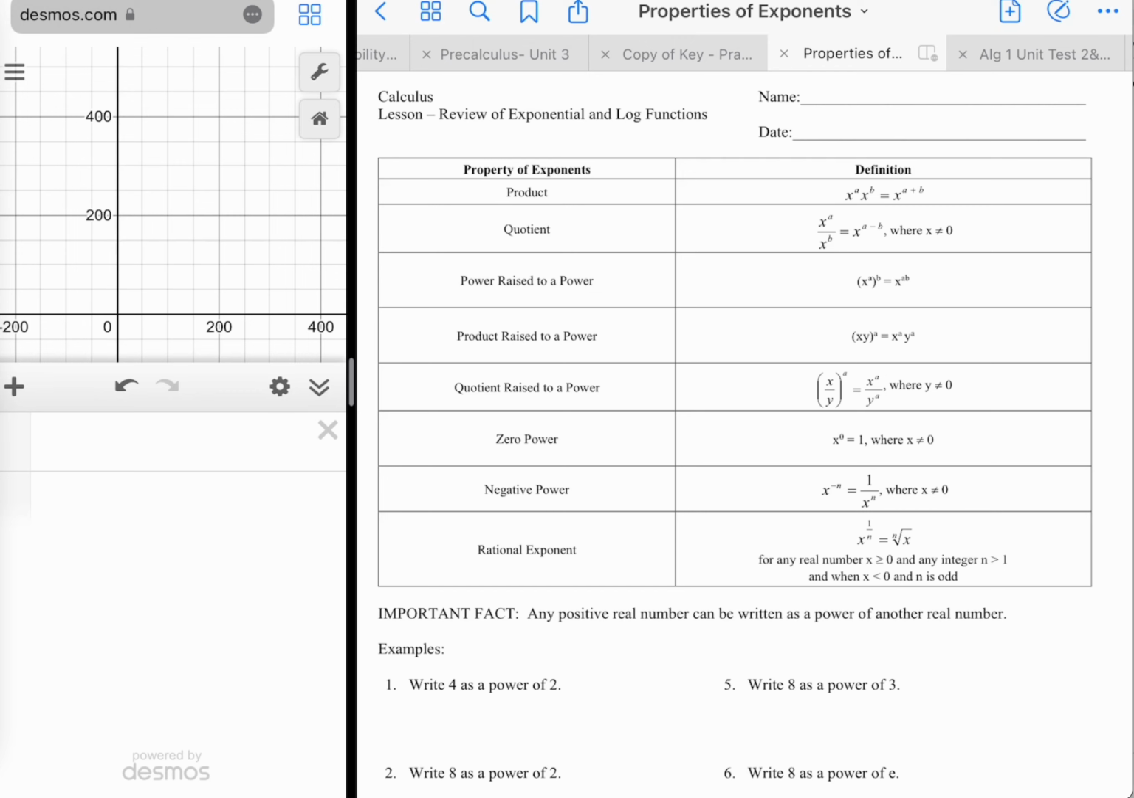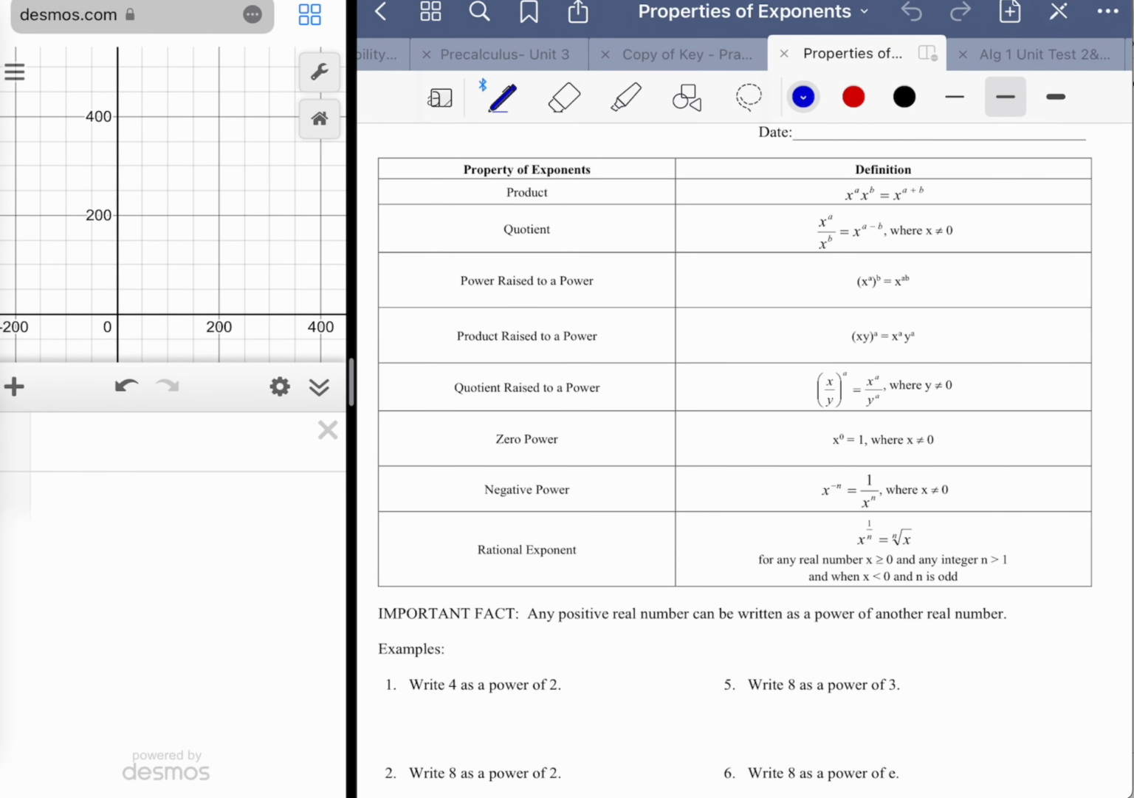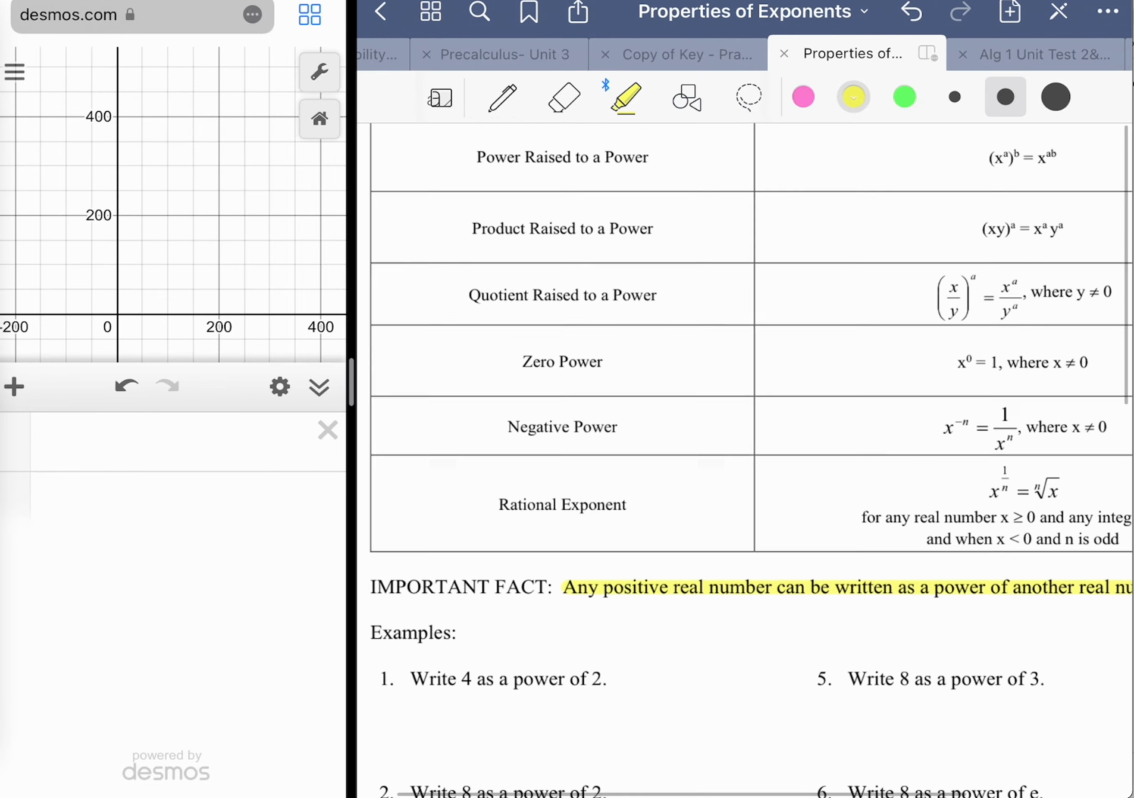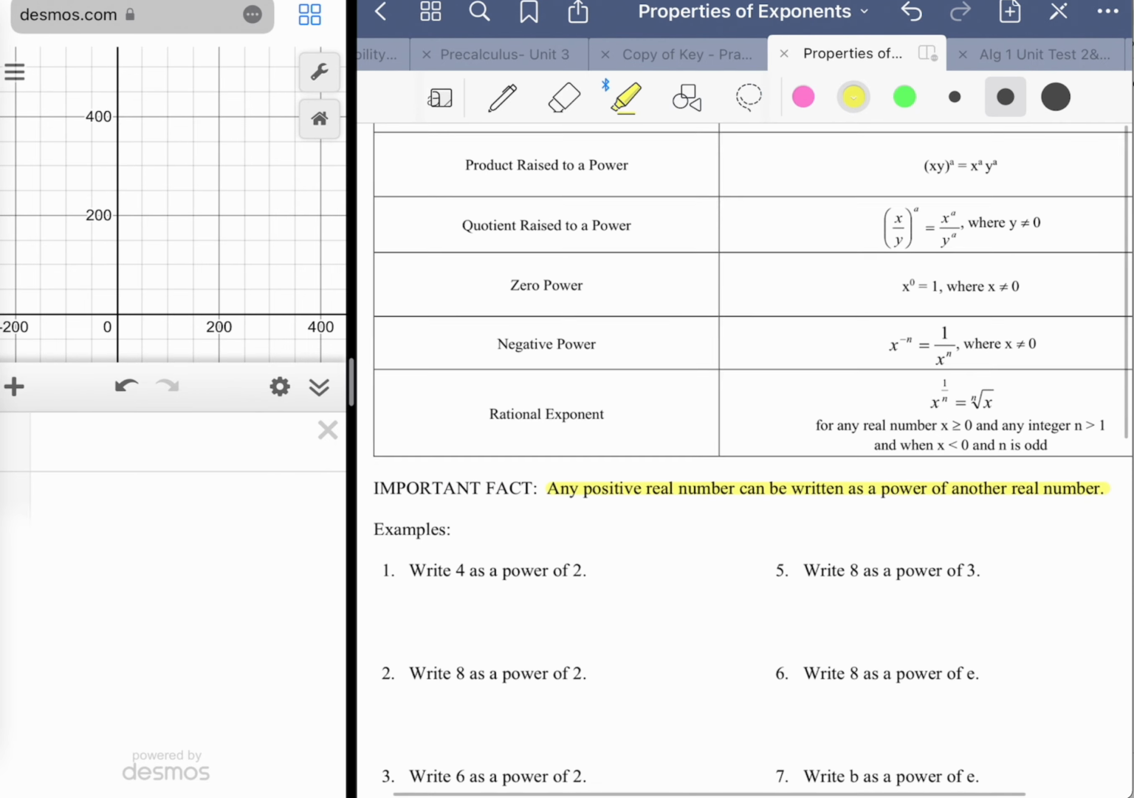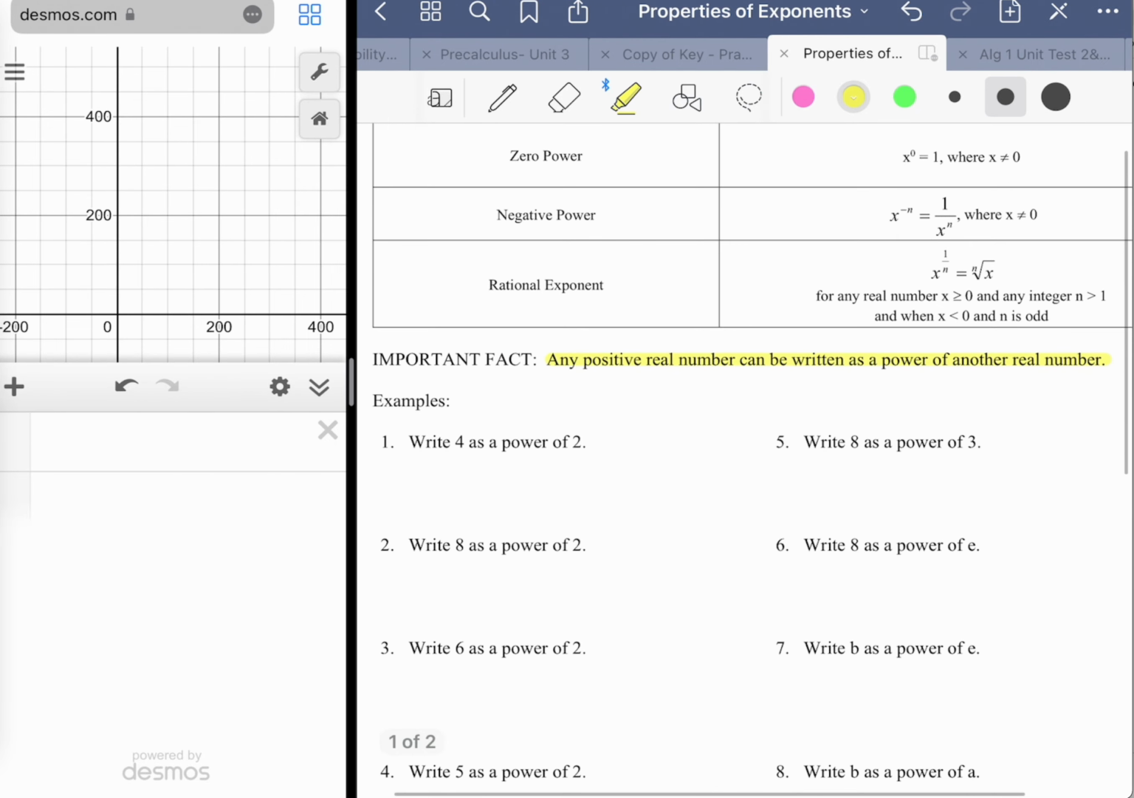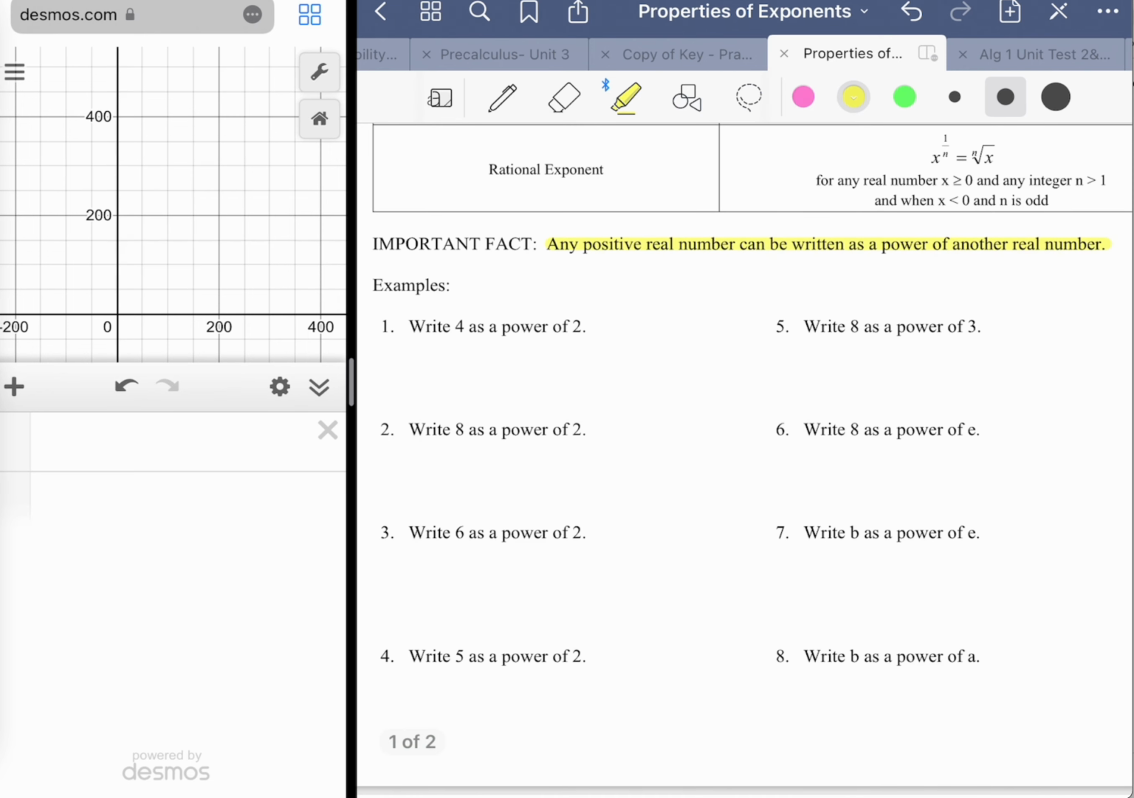All right, but the important fact here, and this is the basis of a logarithm, any positive real number can be written as a power of another real number. All right, and in some cases it's really easy, and in other cases it's not as easy. Like for example, the first one where it says write 4 as a power of 2. So it's saying write 4 as a power of 2.